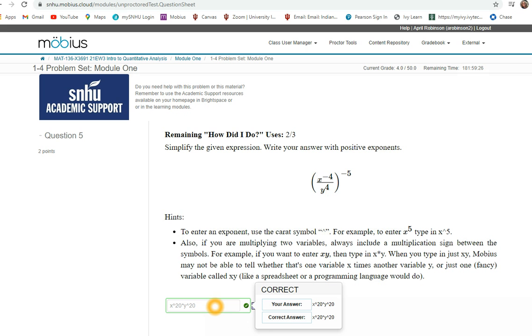So they want everything. My initial gut was not to type that asterisk, but then I read their directions. So if all else fails, people, read their directions.